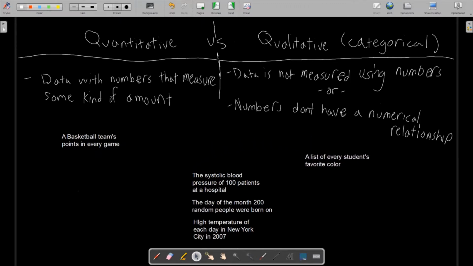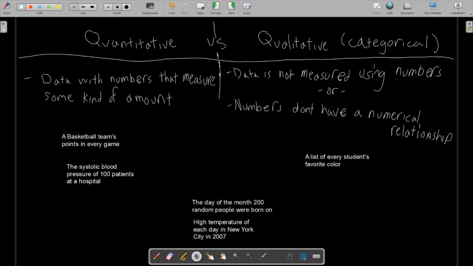The blood pressure of 100 patients at a hospital. That would also be an example of quantitative data. You get numbers like 120, 125, 107, things like that. You can connect those different numbers and come up with relationships between them.